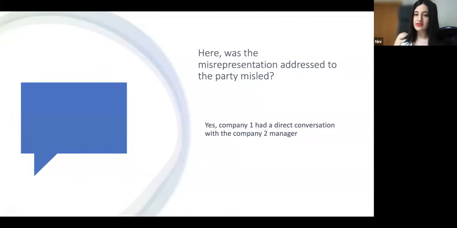In this case, yes, company one had a direct conversation with the company two manager. Therefore, it was addressed directly to them. Even if it was through a third party with the intention that it would reach them, it would still be okay, as we saw in the previous slide. However, in this case, it's even easier because they had a direct conversation, so this should not be an issue.